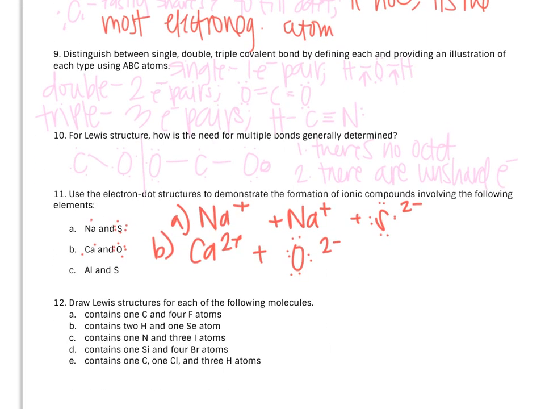And let's look at aluminum. Aluminum has 3 valence electrons, and sulfur again has 6. 2, 3, 4, 5, 6. Okay.